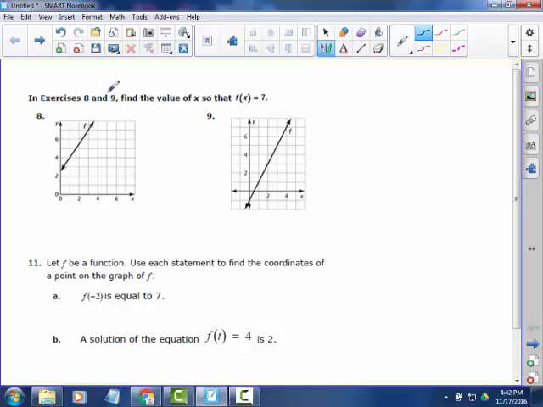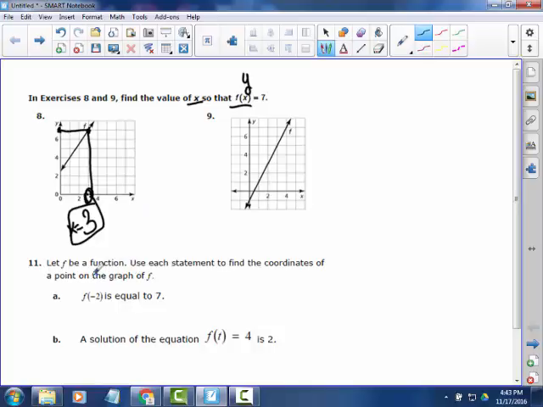Here it says in exercises 8 and 9, find the value of x so that f of x equals 7. If you'll recall, f of x is the same thing as y. So over here, y is 7 right at this point. If I come over to my graph, at that point on f, we're asking what is the x? I look here and come straight down to my x-axis, and I am right at that spot, which is 3. So the answer there is x would equal 3. Hopefully that gives you a hint how you can work out number 9.